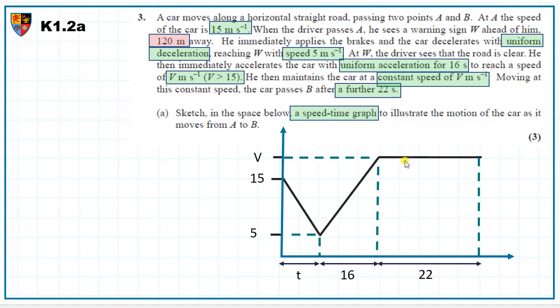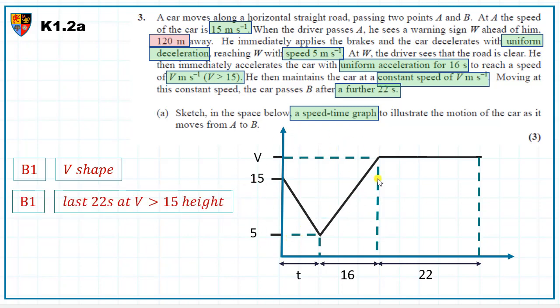That's it. I have all the key information they gave me in my speed time graph. I'm confident I have 3 marks. One mark for the V shape, so having this shape here will give you a mark. The second mark for the last 22 and making sure that V is more than 15, so having this bit higher than the 15 mark. And the third mark is about having the right figures: the 16, 22, 5 and 15. That's where you get your 3 marks from for drawing this graph.